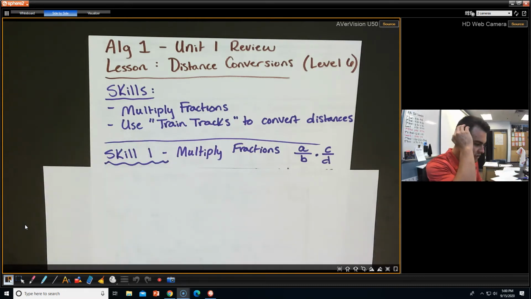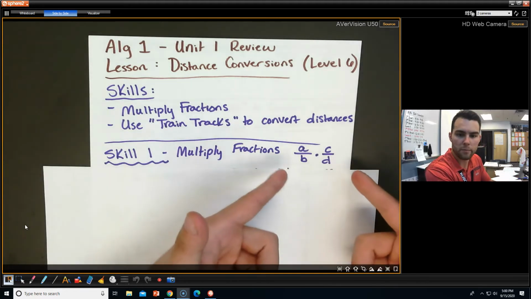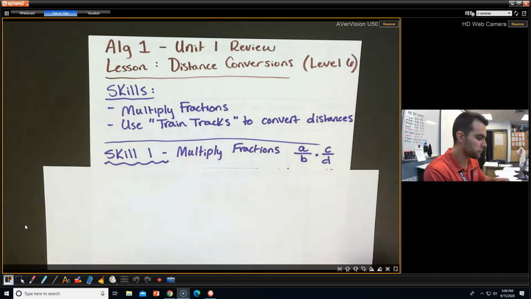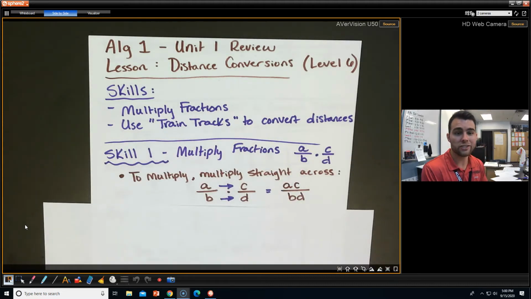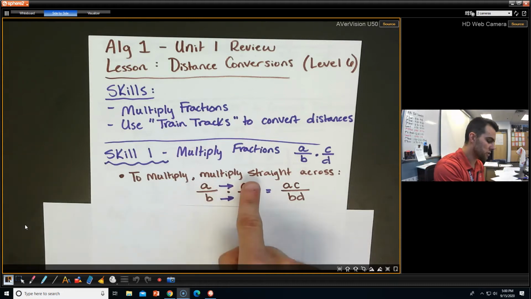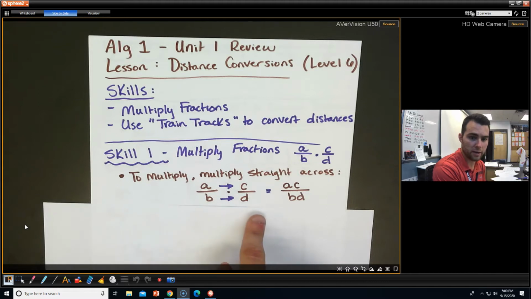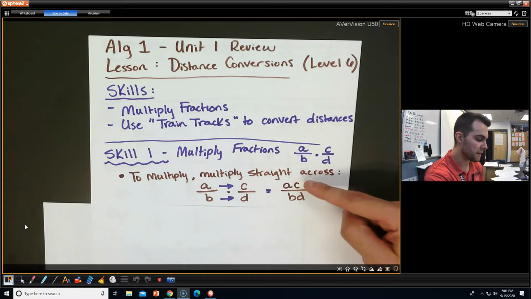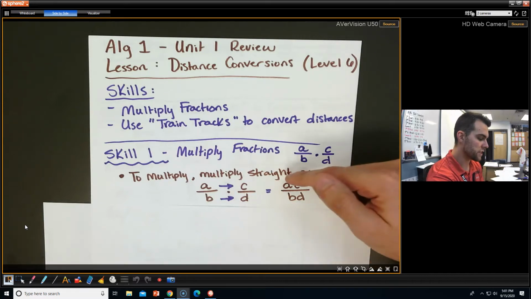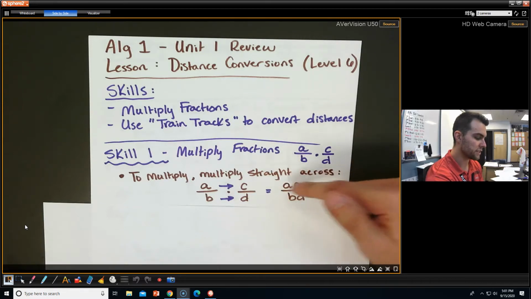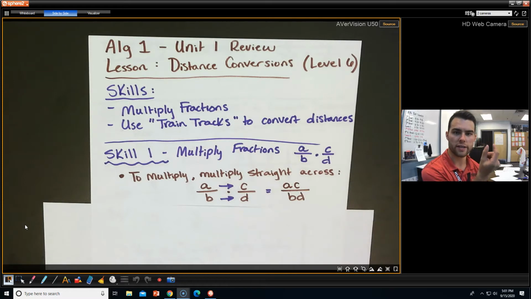So multiplying fractions, I'm using just regular symbols, okay? These are just some numbers, A, B, C, and D. When you're multiplying fractions, you're just going to multiply straight across, okay? So numerator times numerator, denominator times denominator. And so we get A times C on top and B times D on the bottom. If you ever see variables written like this, it's assumed, because they're just next to each other, that they're being multiplied, okay?